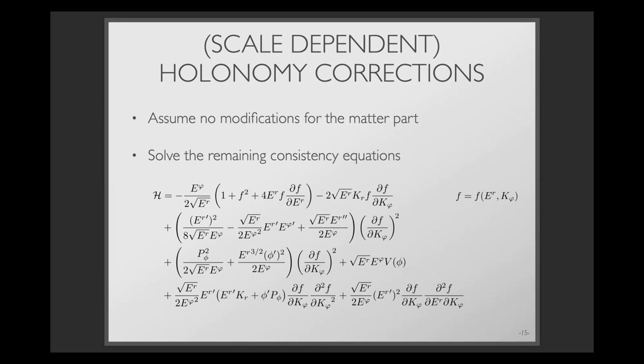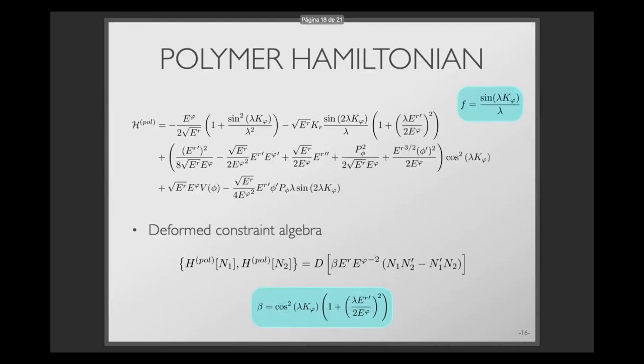The additional dependence of this function on the radial component of the triad allows us to implement some kind of improved dynamics scheme. However, as shown in previous studies, this scale dependence spoils the periodicity of the Hamiltonian. Let us suggest the following sinusoidal form for the free function. And here we can see in more detail the additional modifications demanded by anomaly resolution.